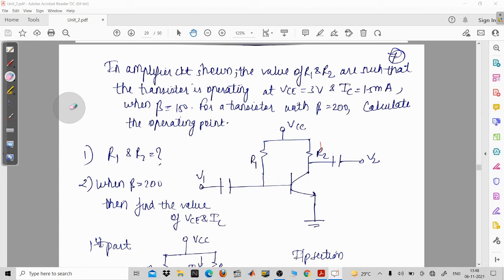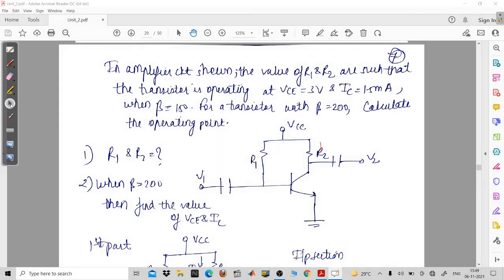Now in this question, there are two parts. First, beta is equal to 150. Then they have changed the transistor parameter beta, and we will have to see how your IC changes when you change the beta value, because our sole aim is to stabilize the operating point, and to stabilize the operating point you will have to maintain IC and VCE at a constant value, but this is not happening in the fixed bias circuit.